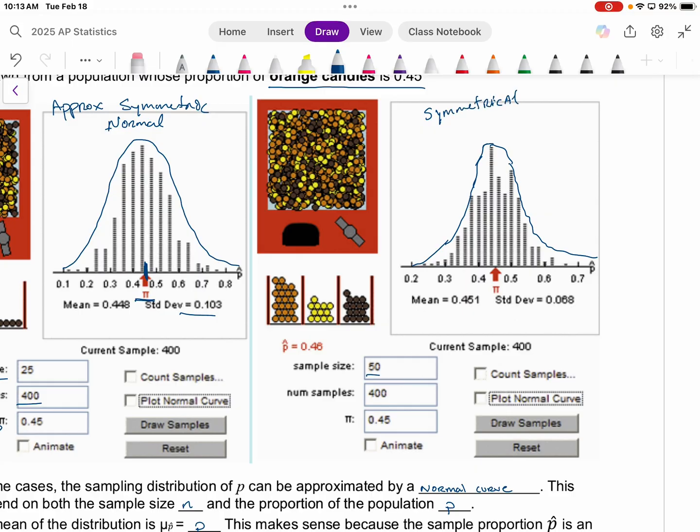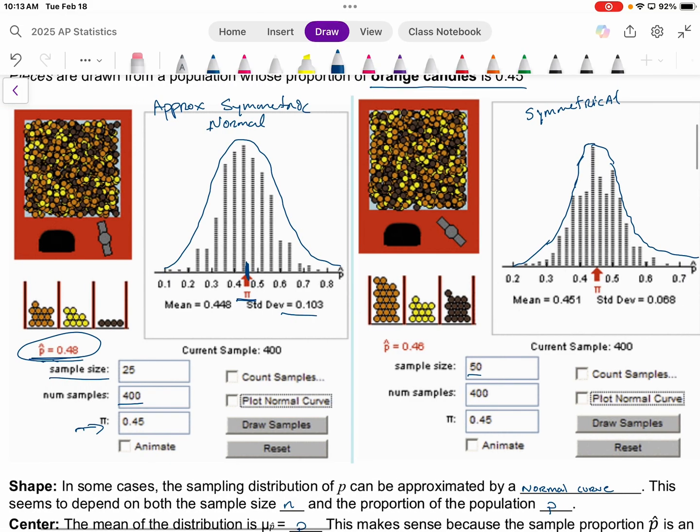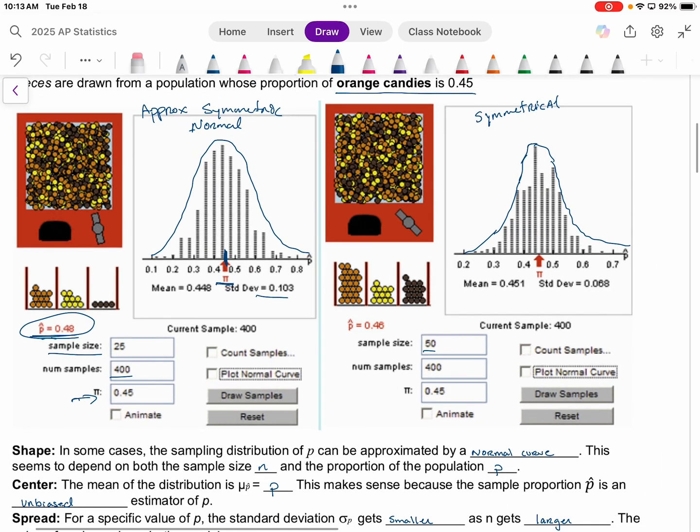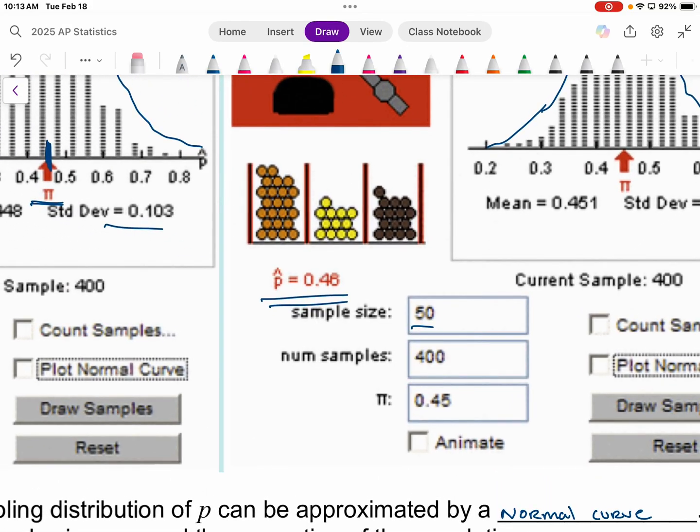And it ties into what we were talking about last week: if we increase the sample size for each sample, we should get a more symmetrical appearance to what we're dealing with, which allows us to use the normal curve and the normal CDF feature for calculating probabilities. Notice how the p hat went to 0.46, which is a lot closer to what they said the population was, by doing a bigger sample size.